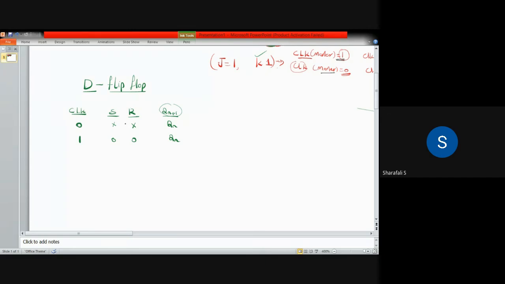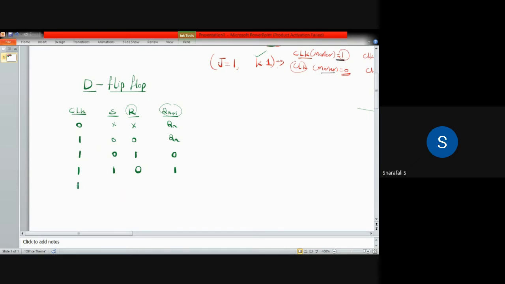If you go back and check the operation of this SR flip flop, when your clock pulse is 1 and S is 0 and R is 1, we will be having the reset condition, because S stands for set and R stands for reset. When R is 1, you are having reset, which means that your output will have the value 0. Reset means 0. And when your clock is 1 and S is 1 and R is 0, then we will be having the set condition, that is, your output will change to the value 1.